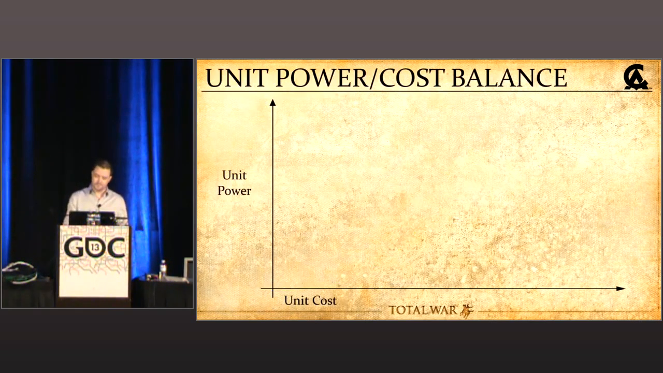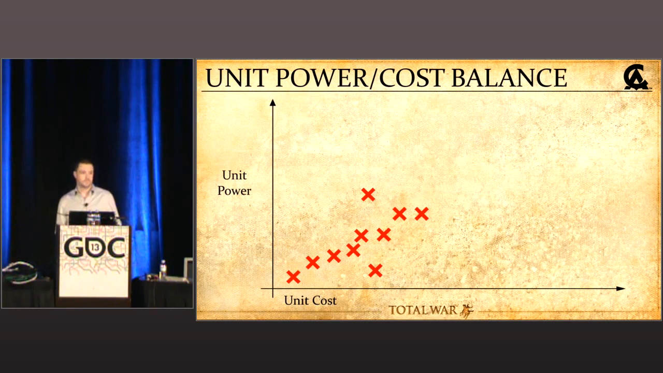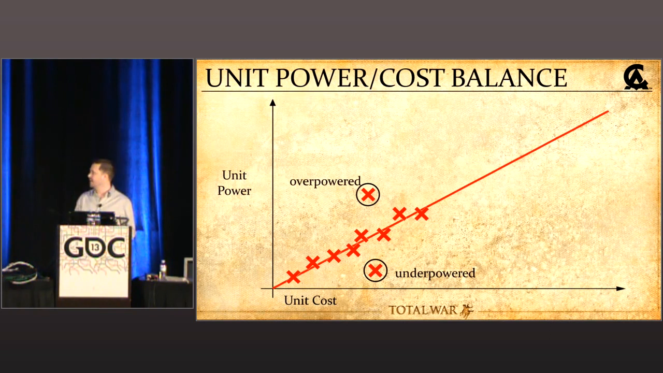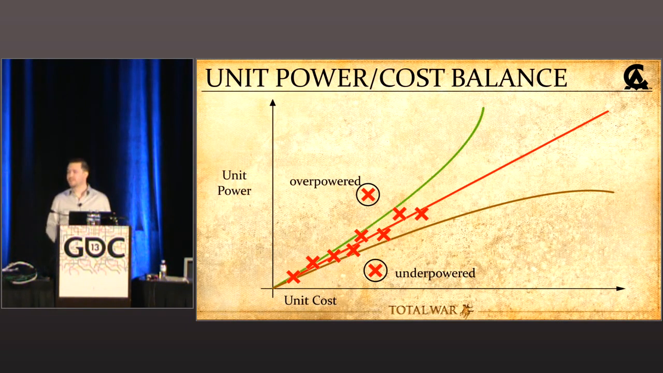So another example, we can plot unit cost against unit power. So it might look something like this, right? Now we could draw a line here and say that, well, units above the line are overpowered, so they're more powerful than their cost would suggest. And units below the line are underpowered, they're less powerful than their cost might suggest. But what do we actually want the curve to look like? I mean, we might want a diminishing return. Maybe we want an increasing return. And why might we want that?